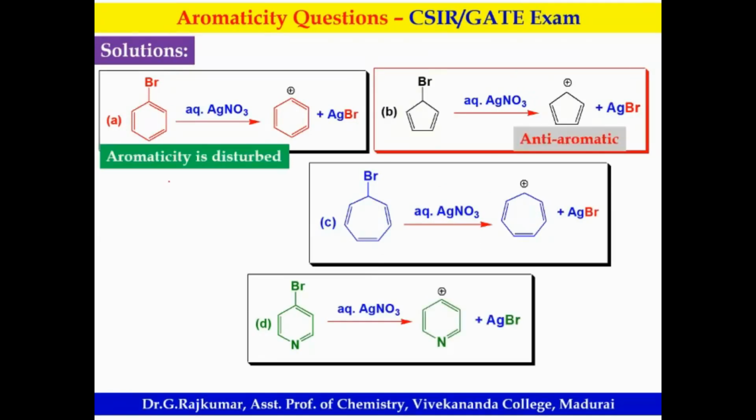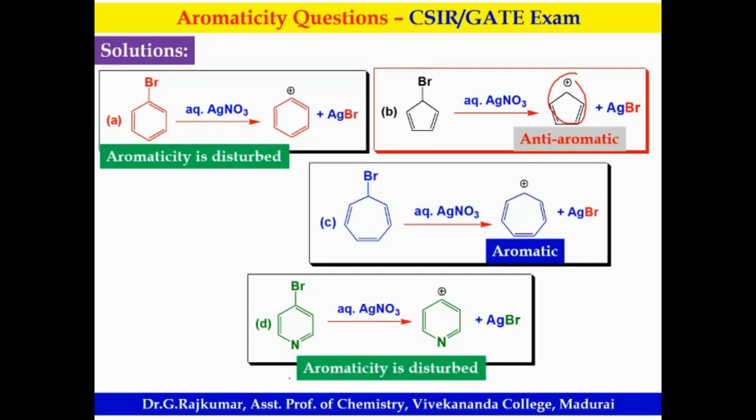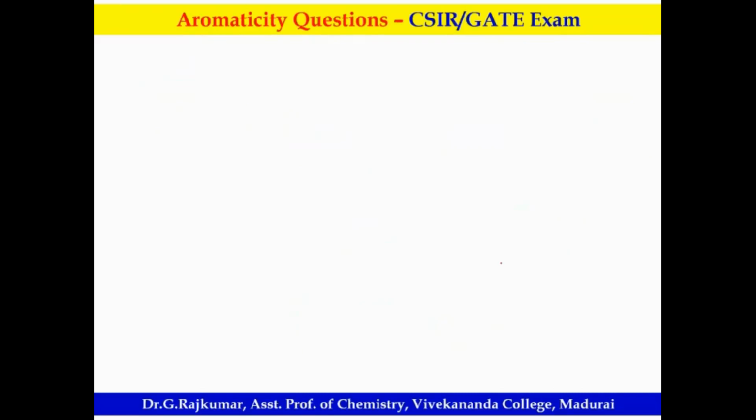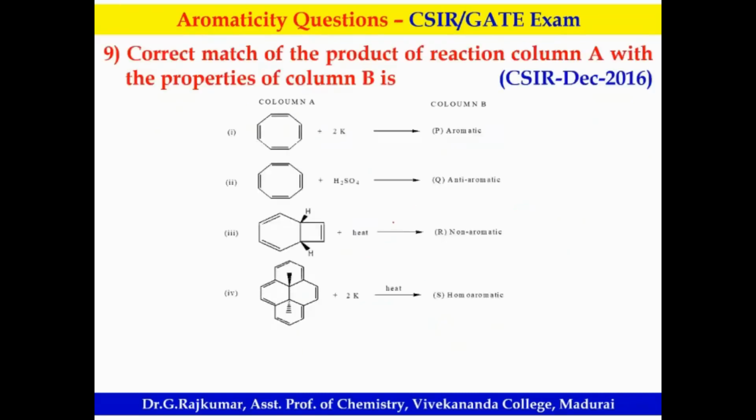Look at this. This compound is already aromatic. Bromobenzene is aromatic. Here the aromaticity is disturbed after reacting with silver nitrate. And in option B, there is a formation of an anti-aromatic. This is also so. Here also aromaticity is disturbed. So C is the correct one. Next question. Match the products of the reactions in column A with the properties in column B.